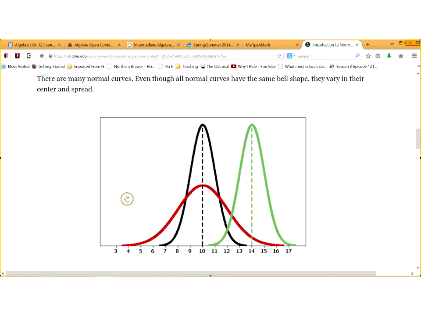Okay, they can be centered at different places. They can be wider or taller, wider and lower, or taller and skinnier. So that is with more of the distribution in the middle.